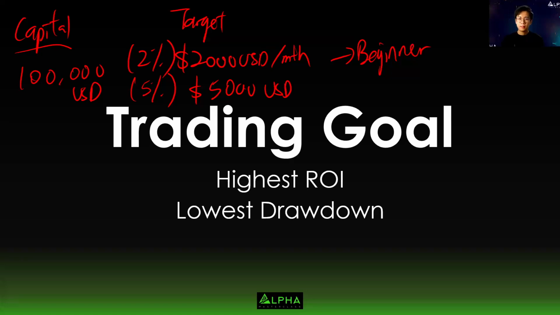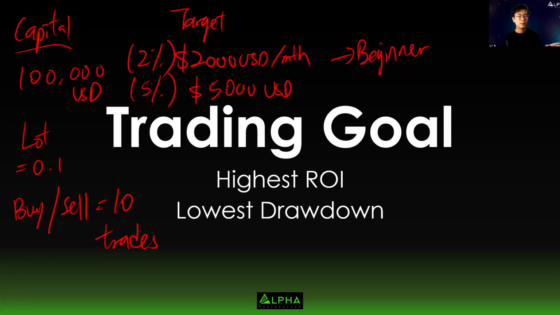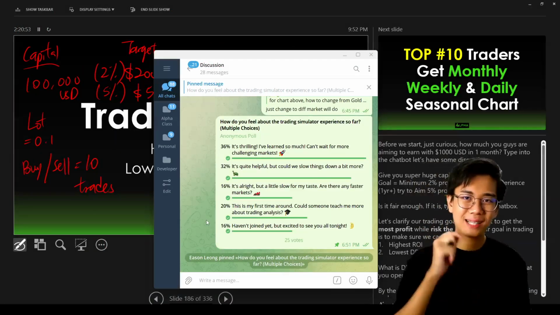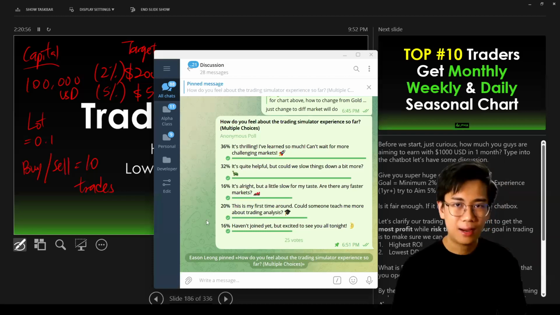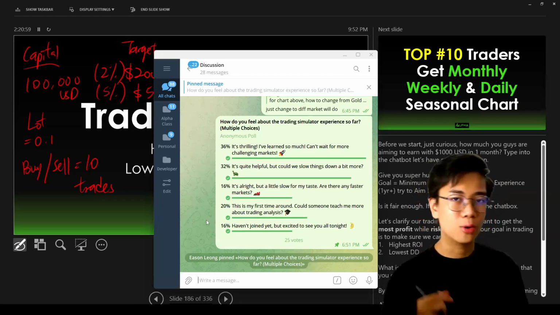Now, later what I will give you guys, because its capital is huge, the lot size I will give you is 0.1 lot. And the number of trades that you can enter is 10 trades for buy, and 10 for sell. Meaning that for today, I will open up more freedom so that you guys can trade more in $100,000 capital. But also at the same time, from the feedback, I noticed that quite a number of you guys feel that it's very exciting. You would like to have a more exciting market. So later, the market that I will give you guys to trade is a new one. We call it the gold market.